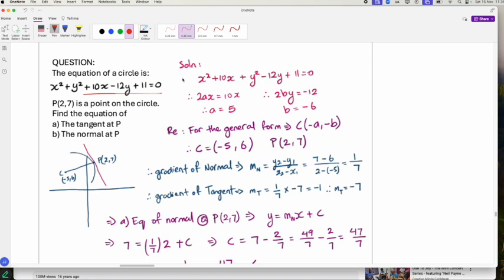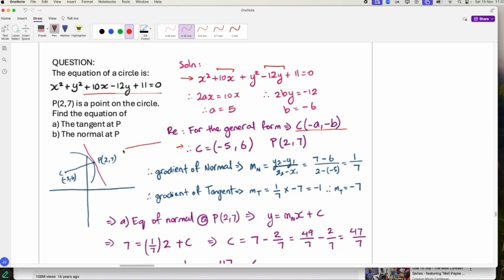So I'll start with my equation of the circle. And I'll say from this equation, look, my 2ax here and look, my 2by here. So immediately I could see that a is 5 and b is negative 6. And then for the general form, the center is (-a, -b). So therefore the center will be (-5, 6). I have the point P, which is (2, 7).